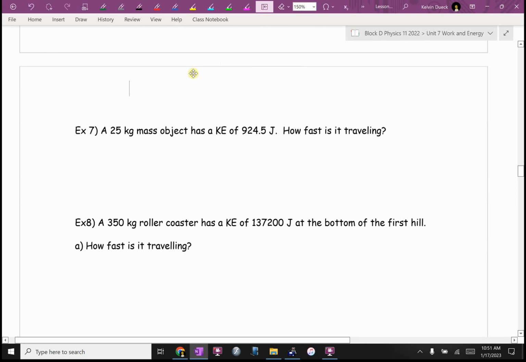I like example 7. Example 7 is a nice question. Clover, what are they asking you to find? What did they give me? What's the 25? What's that 924.5? What type? How do you know?